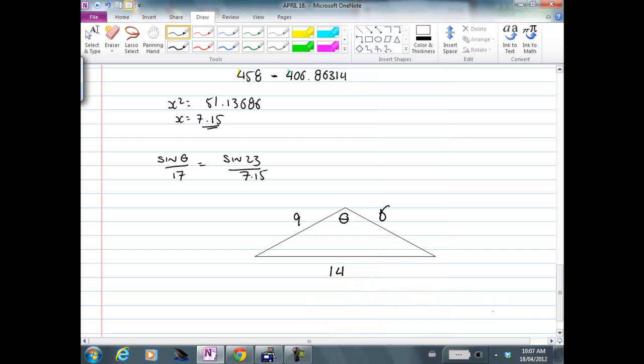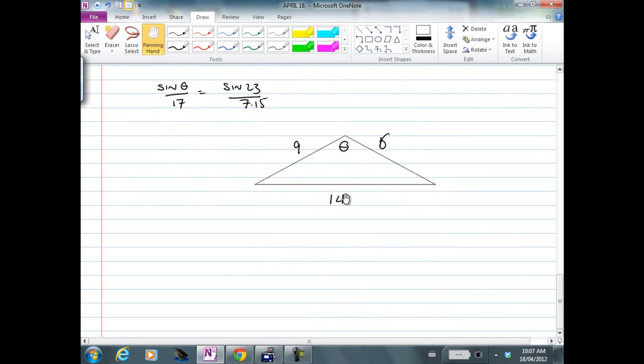If you're lost, I'm going to set up my formula. If I'm looking for theta, I know I have to use 14 right off the bat. So I'm going to use my formula, 14 squared. Don't forget to square that number. Equals to 9 squared plus 6 squared minus 2 times 9 times 6 cos theta. Guys, there's my formula.